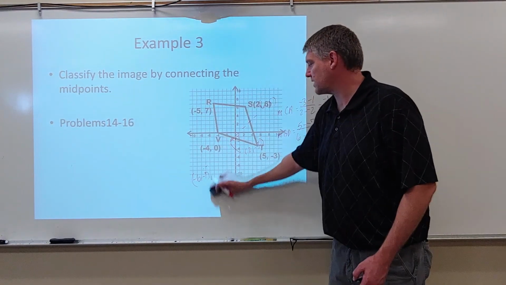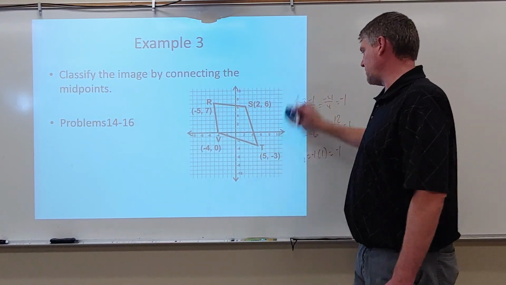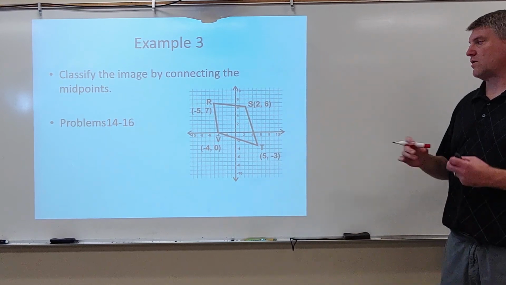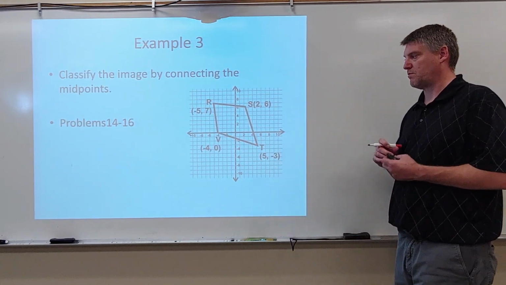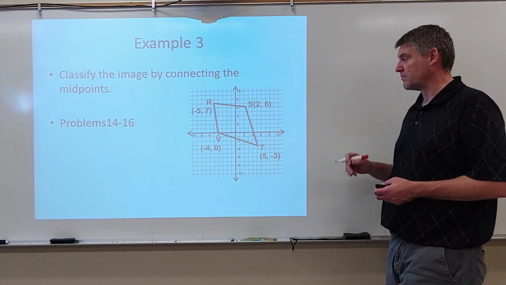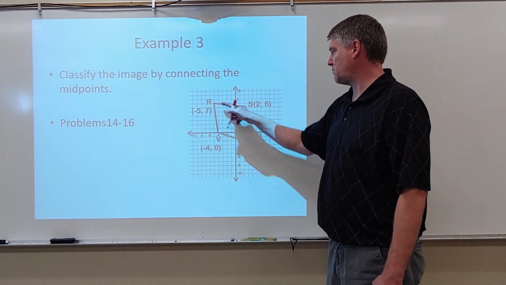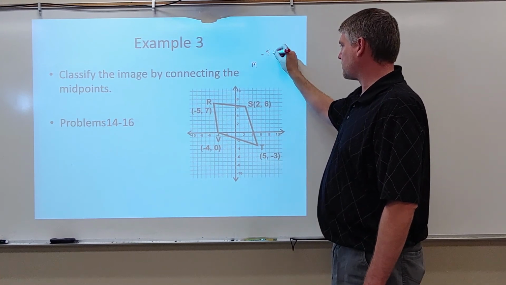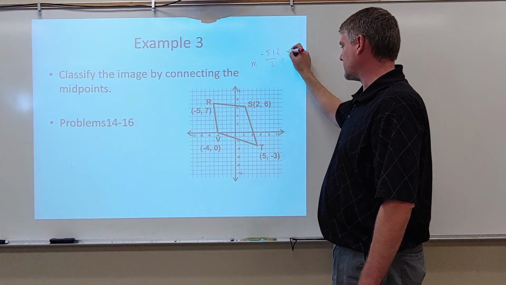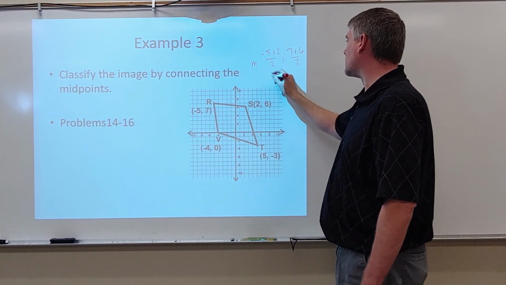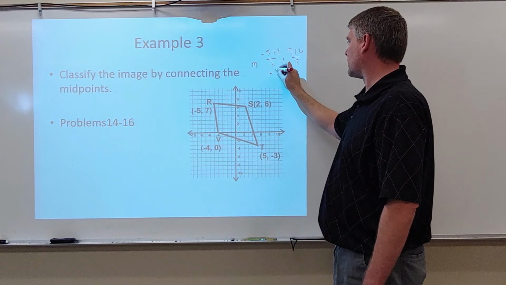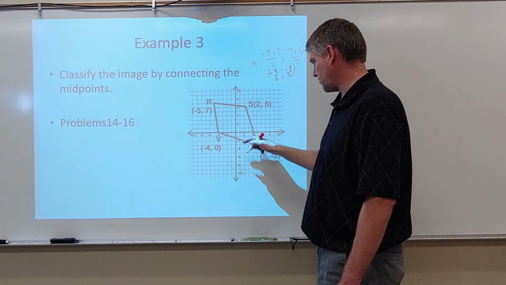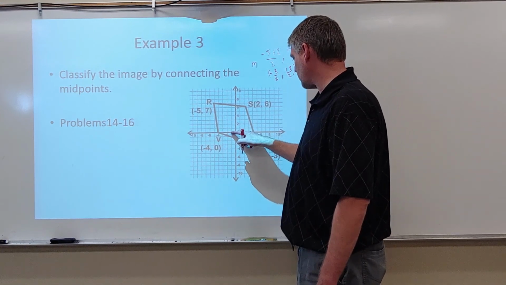Okay, so we're going to classify the image by connecting the midpoints. So I want to know what the image of the midpoints is. So this looks like a kite. So we're going to find the midpoint. So the midpoint between here is negative 5 plus 2 over 2 and 7 plus 6 over 2. So that gives me negative 3 over 2 and 13 over 2, which is 3 1/2, 1 1/2, 1.